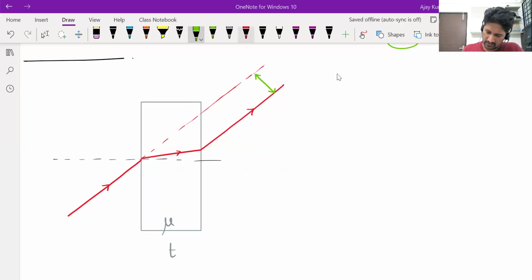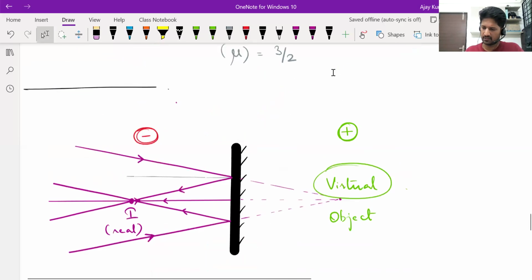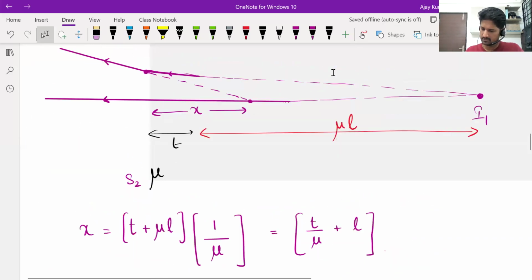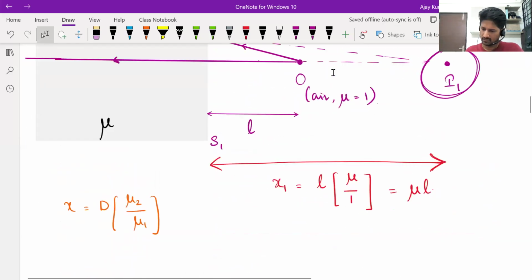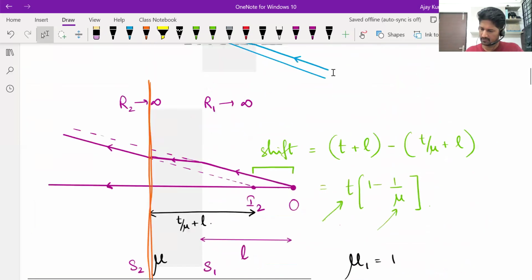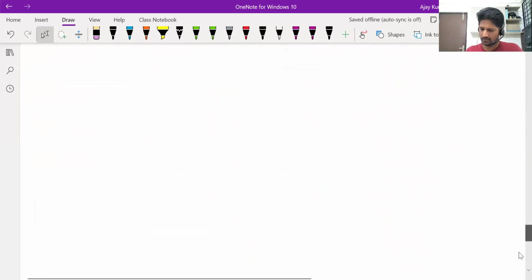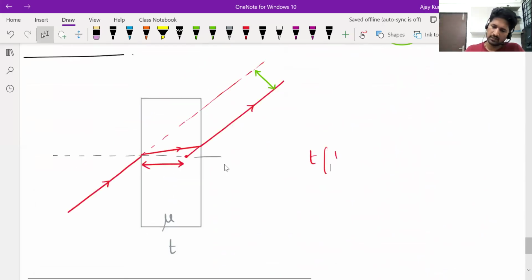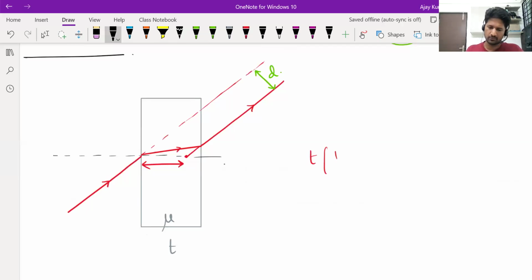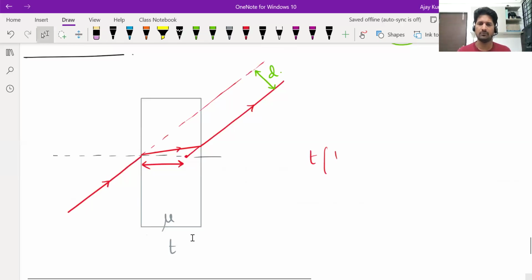You can extend this. This shift we have already derived. How much was the shift we derived? T into 1 minus 1 by mu. That shift we already derived. You'll have to apply some trigonometry and derive this. I'll send you the steps in the worksheet. You will be able to do it. It's there in NCERT also. This is important for the board exam.